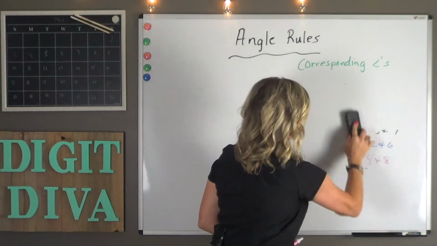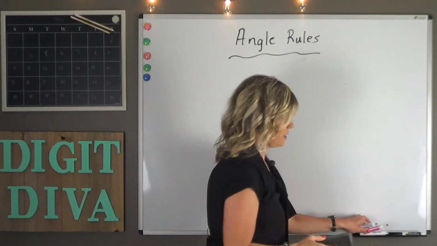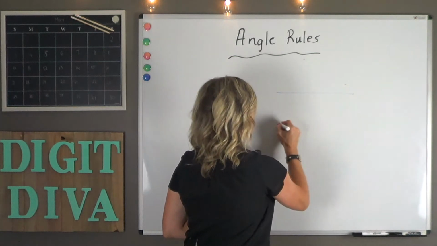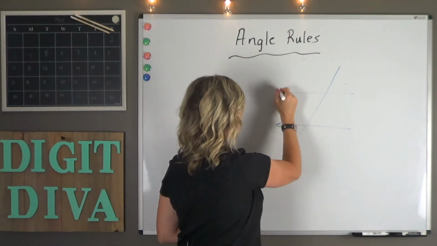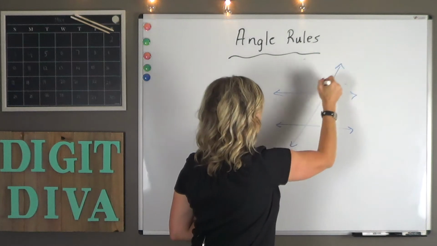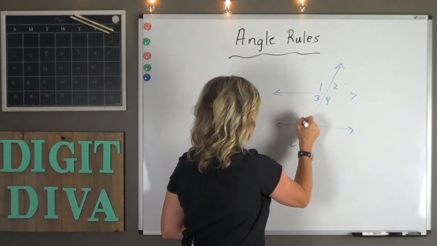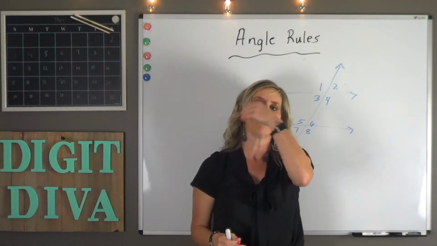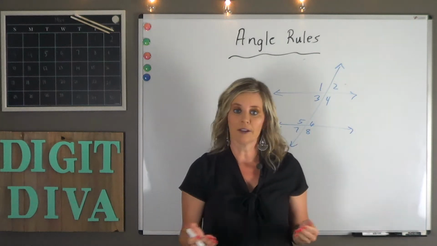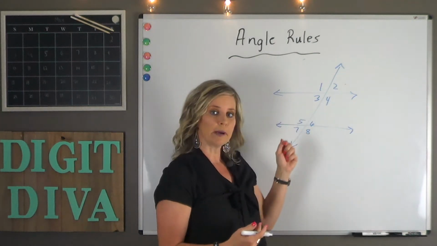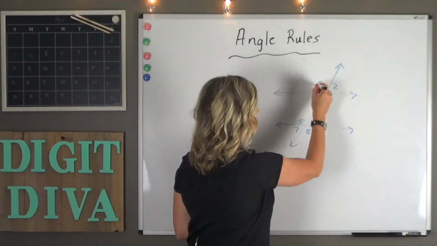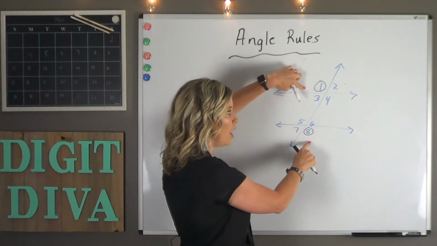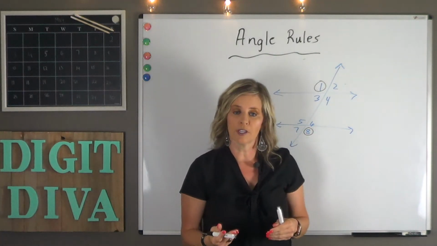Okay, so that was corresponding. Let's look at, how about alternate exterior? Okay, so let's get my 2 parallel lines cut by a transversal. Okay, alternate exterior angles. And when I say the word exterior, it reminds me of being outside. So they have to be on the outside of these parallel lines. So alternate exterior would be 1 and 8. Again, they're on the outside of the parallel lines and on the opposite sides of the transversal, alternate exterior.